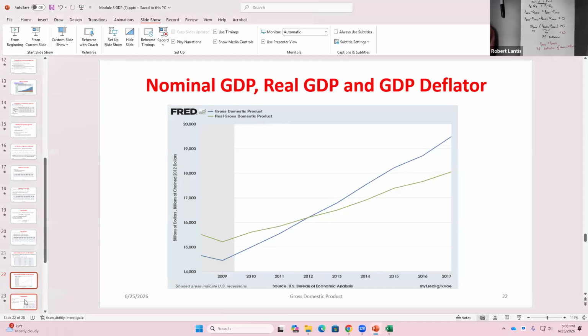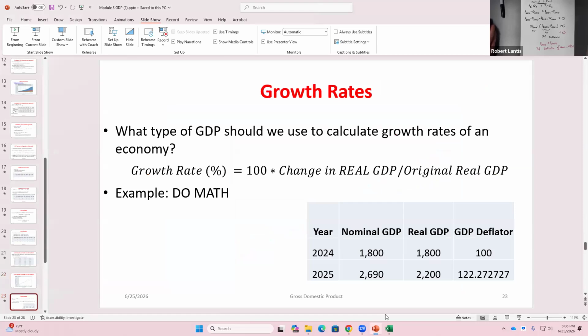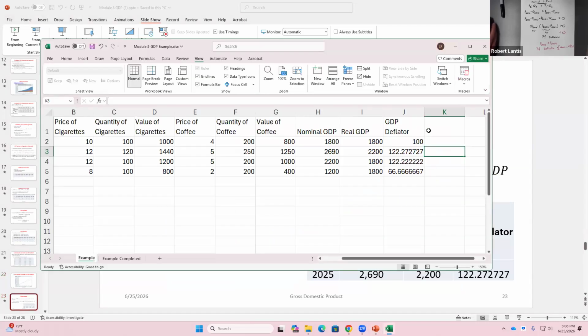So, a bit of graph here that we'll look at probably next class. I think I'm going to save growth rates for next class. So let's look back at that Excel example.